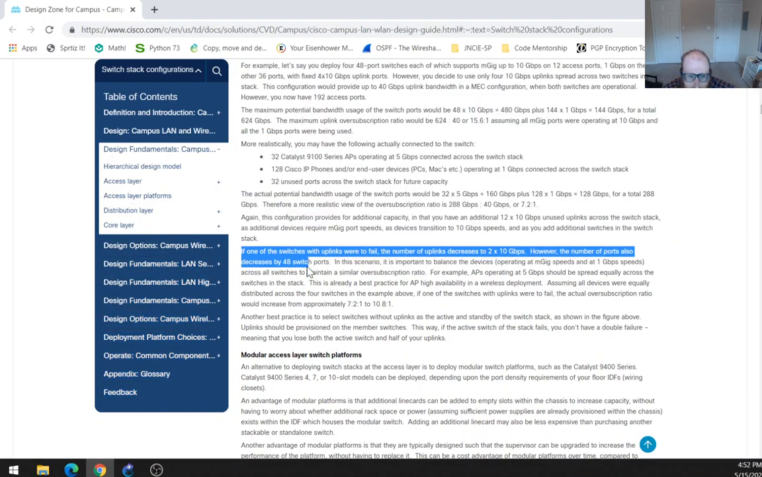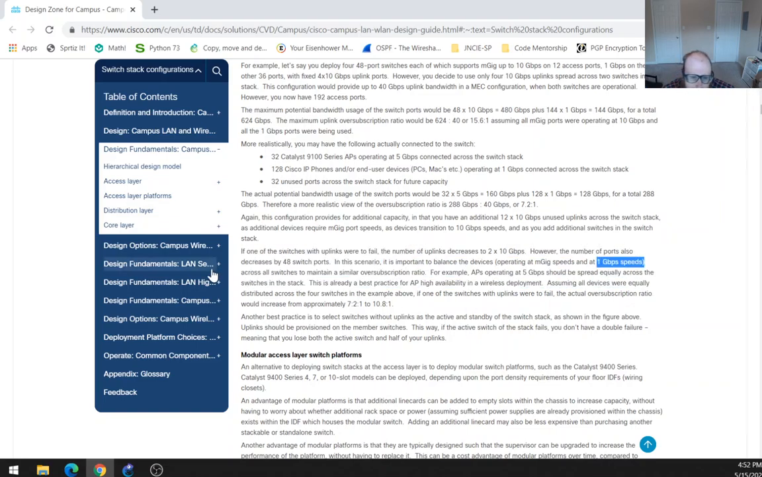However, the number of ports also decreases by 48 switch ports. In this scenario, it is important to balance the devices operating at N gig speeds and at 1 Gbps speeds across all switches to maintain a similar oversubscription ratio. For example, APs operating at 5 Gbps should be spread equally across the switches in the stack. This is already a best practice for AP high availability in a wireless deployment.